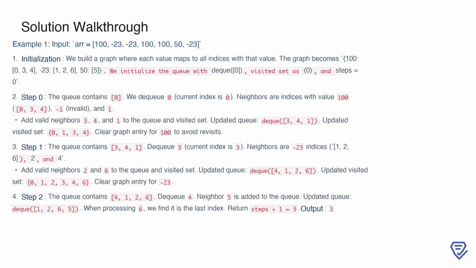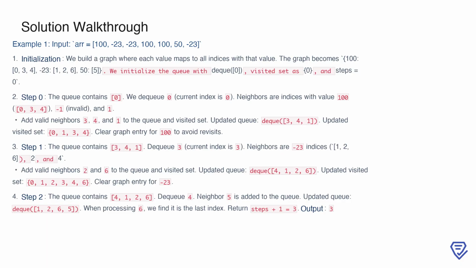Next, we set up a queue initialized with the starting index 0, a visited set to keep track of indices we've already processed, and a steps counter, which starts at 0. Now, in the first step, the queue contains just the index 0. From here, we dequeue 0 and explore its neighbors. These neighbors include indices with the same value 100, which are 0, 3, 4, as well as adjacent indices -1 and 1. Since -1 is invalid, we add valid neighbors 3, 4, and 1 to the queue and mark them as visited.